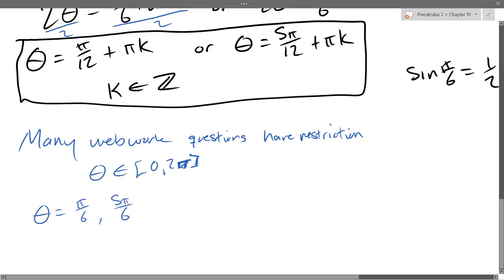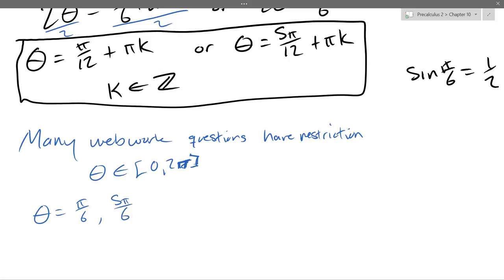Are there any other answers that fit into the 0 to 2 pi interval? So the two answers I wrote down are the k equals 0. Those are our original two angles. So what if I go negative 1, make k negative 1? In that case, both of those would be negative. What about k is positive 1?